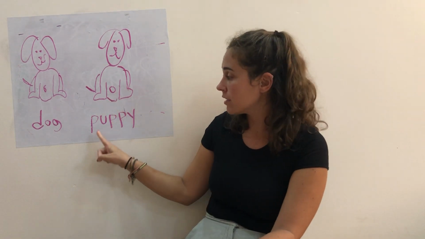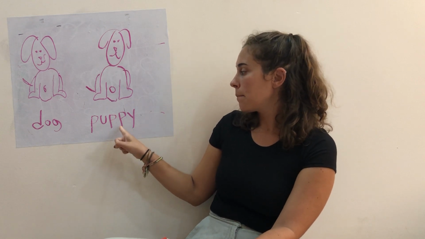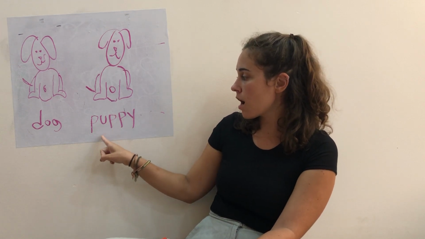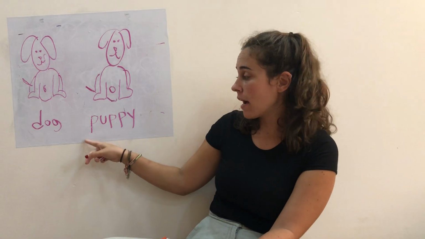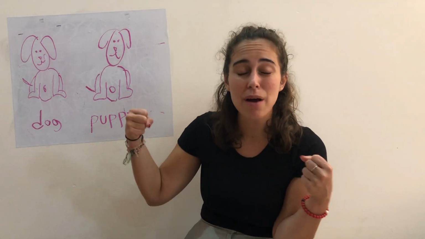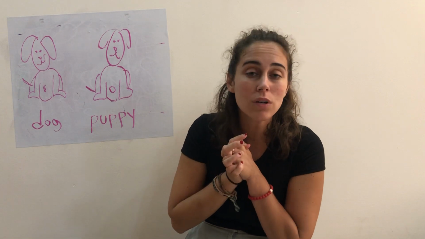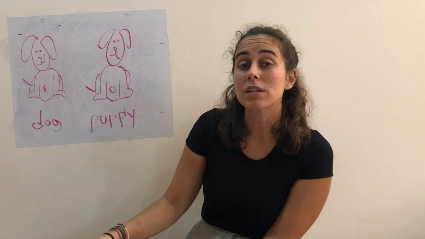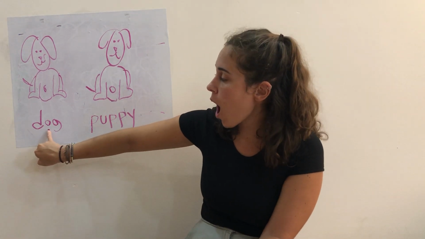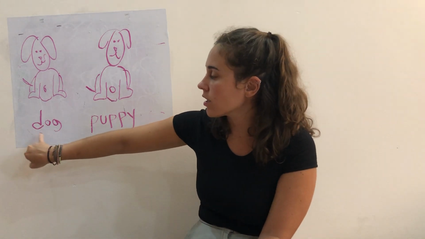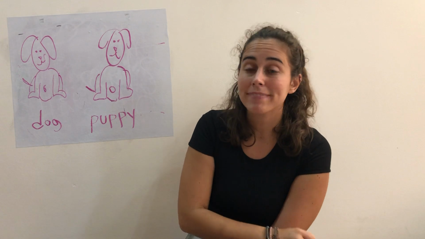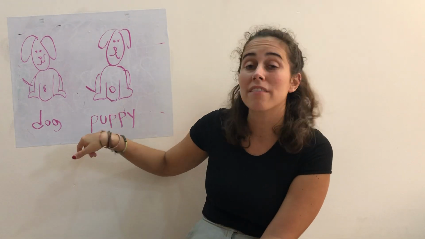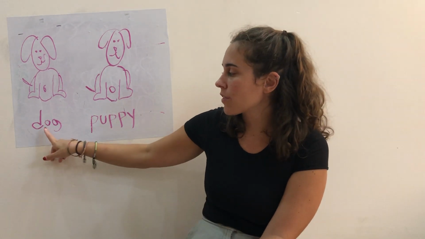So we have p, e, p, p, puppy, right? Using our sound power to stretch and blend the words, we know that the word is puppy, and here we have dog. So we first use our picture power, and when that doesn't work, because we have our sound power, we know that we have dog and puppy.